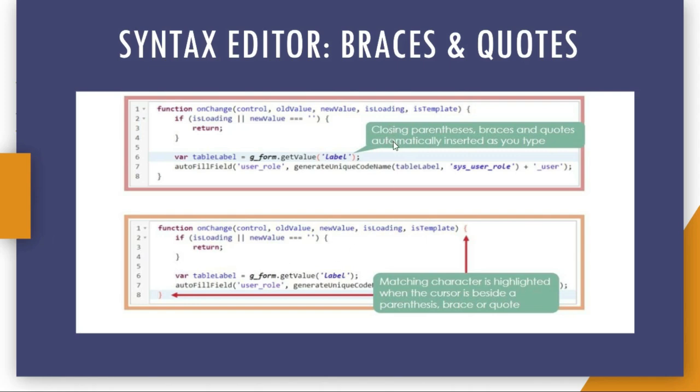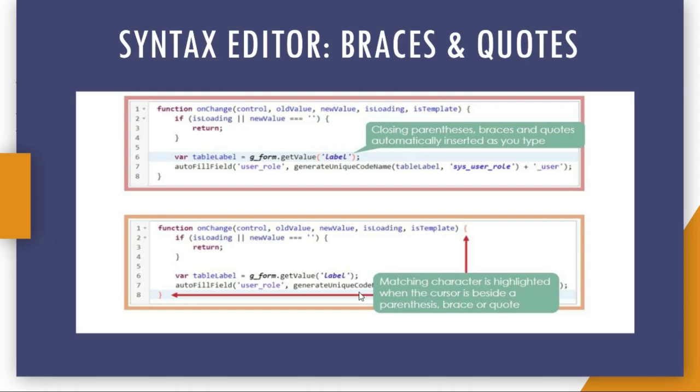As you can see, closing parentheses, braces and quotes are automatically inserted as you type. So as you type, this whole section is created by default. Same way, the matching character is highlighted when the cursor is beside a parenthesis, brace or quote. Like in other editors where we code in Java, this feature is also available for braces and quotes. It happens the same way as we used to see in other editors like Eclipse or NetBeans.